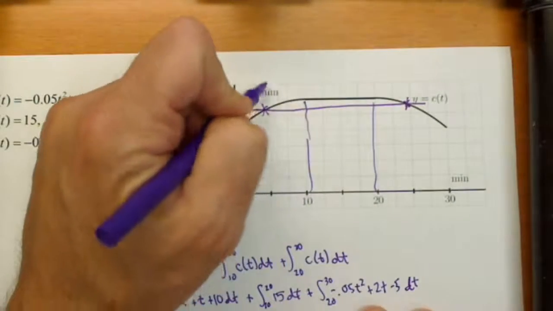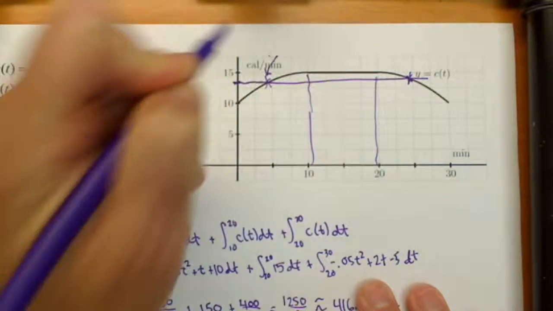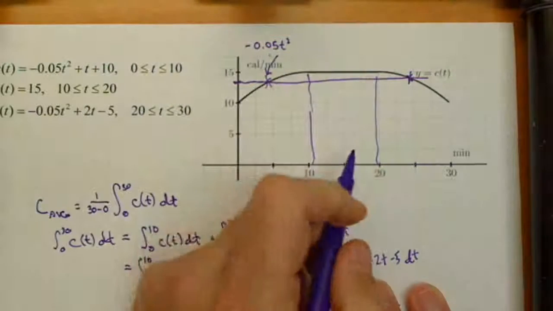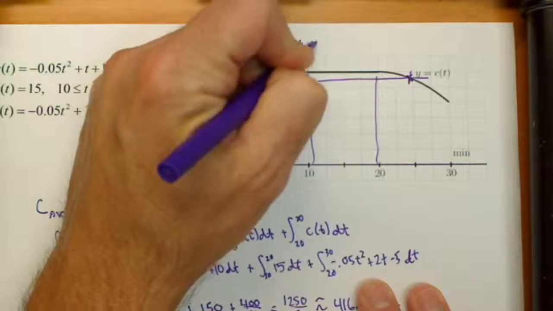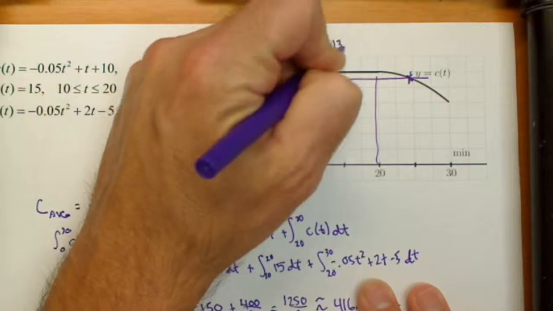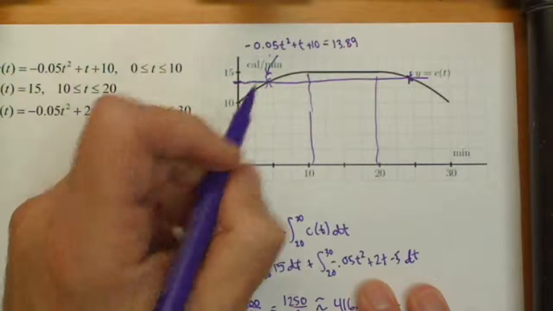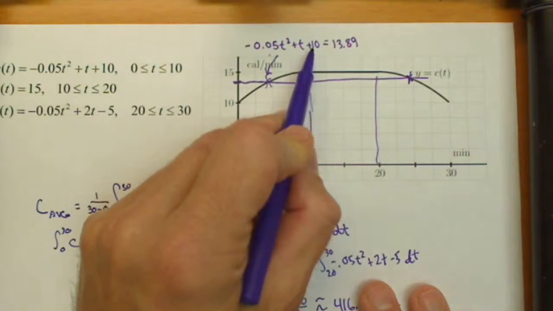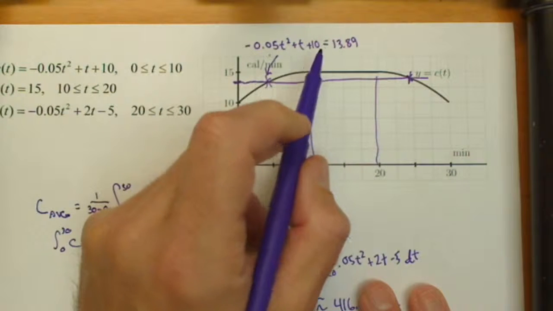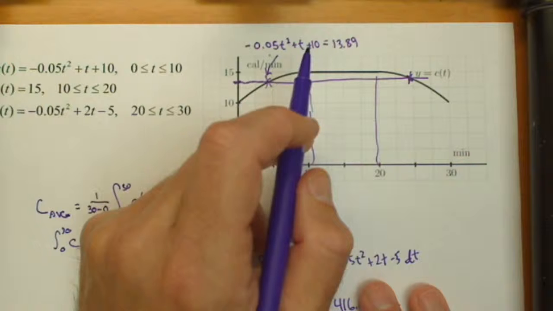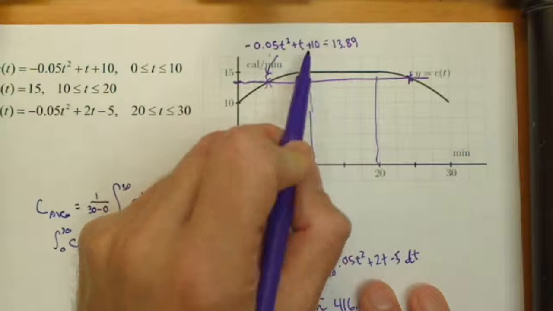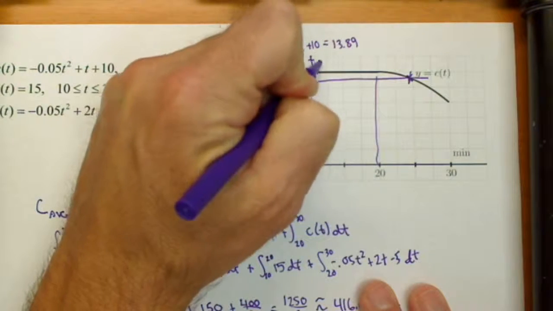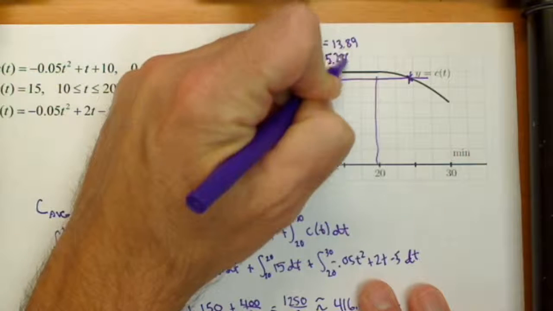So to find this one, we're going to set our rate, which is negative 0.05 t squared plus t plus 10, equal to our 13.89. Solving this, you subtract 13.89 off of both sides, and you can use the quadratic formula. That will work just fine. You're going to get 2 answers. Only one of them lies between 0 and 10. And that answer is going to be t is about 5.286 minutes.